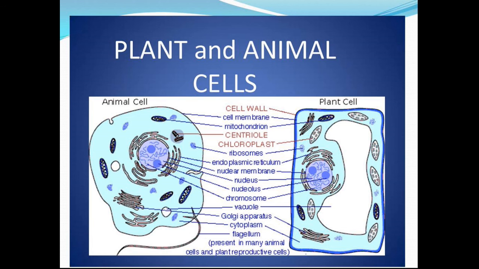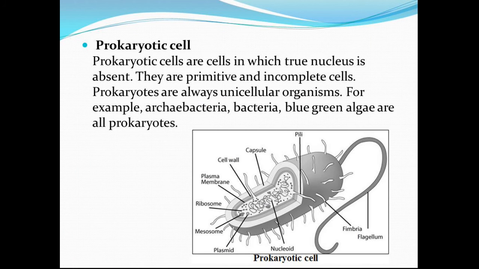Now children, coming on to the next slide. Prokaryotic cell. I told you earlier, these are the primitive cells in which true nucleus is absent. They are primitive and incomplete cells. For example, archaebacteria, bacteria, blue-green algae, all are prokaryotes.